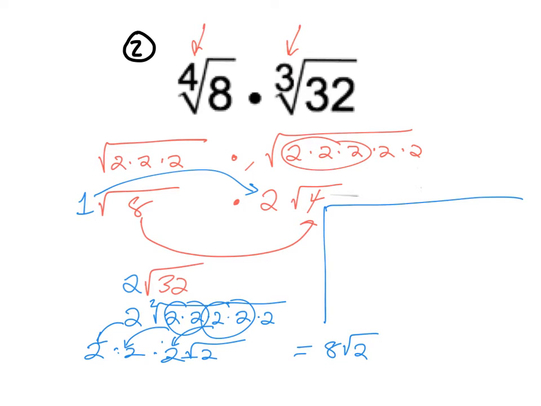There's an alternate way of doing this problem. I'll do it in a different color. And that is to multiply 32 by 8 and to try to merge these two. The problem is that one is a 4th root and one is a 3rd root, so those cannot be combined. So the only way to do this problem is this original way that we did it, and the final answer is 8 square root of 2.